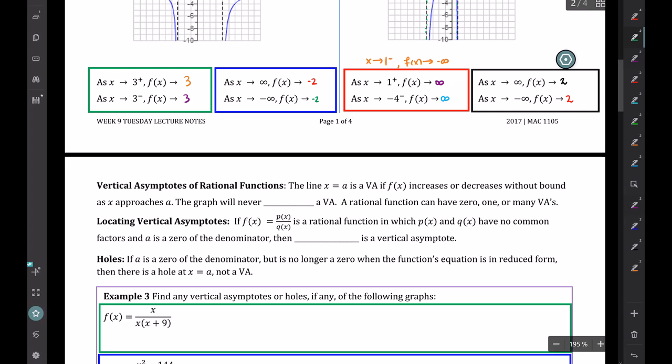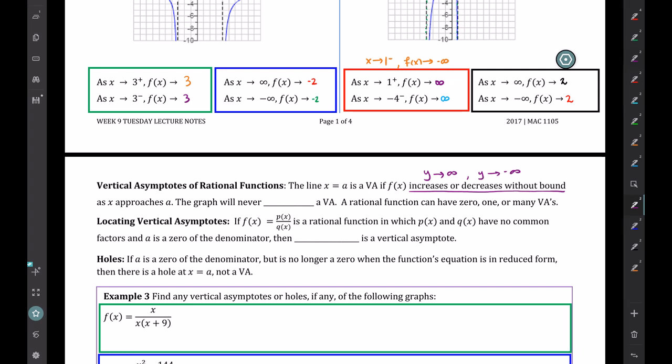That means that it's growing indefinitely, either positive or negative infinity as x approaches a. Another way of saying that is that y is approaching infinity or y is approaching negative infinity. Okay? And the graph will never touch a vertical asymptote. It just approaches the vertical asymptote, but it never actually touches it. And then a rational function can have 0, 1, or many vertical asymptotes.